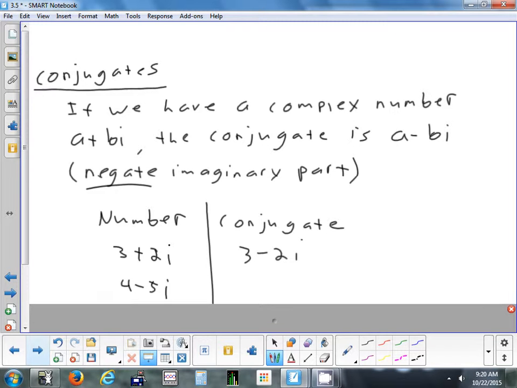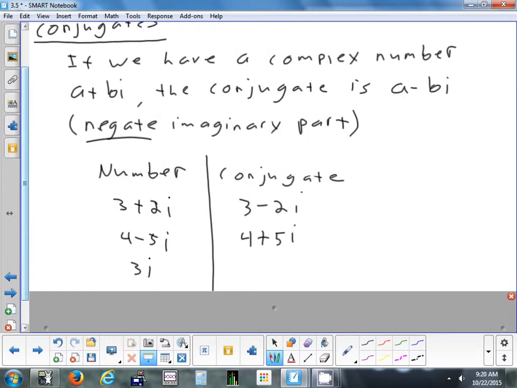Okay. Now in this case, it's already negative. So it's 4 minus 5i. 4 plus 5i. Any questions on those conjugates? Okay. How about 3i? Negative 3i. Right? If you're kind of confused, just stick in the real part.